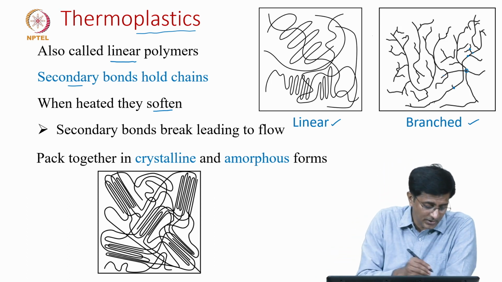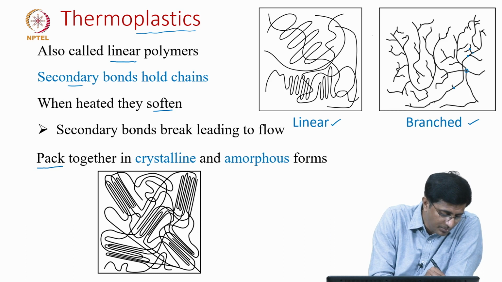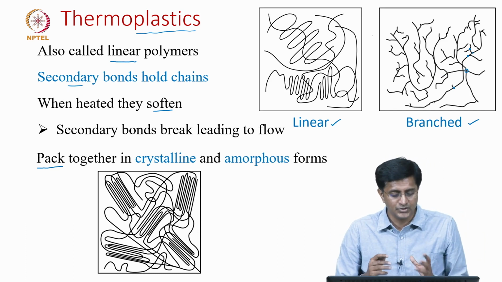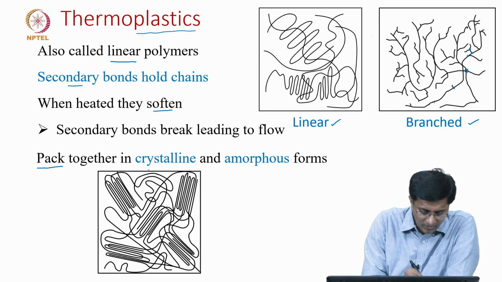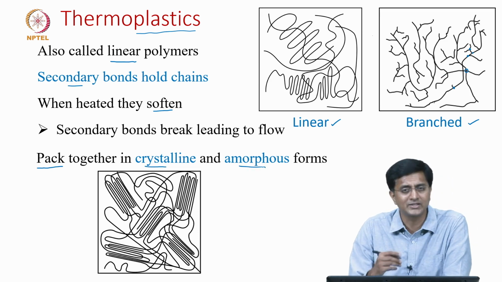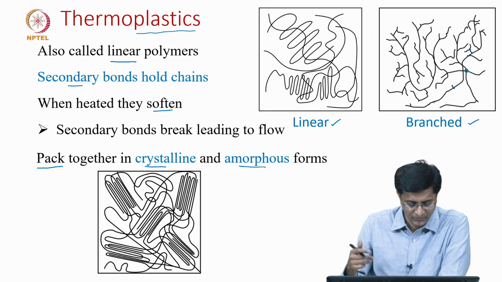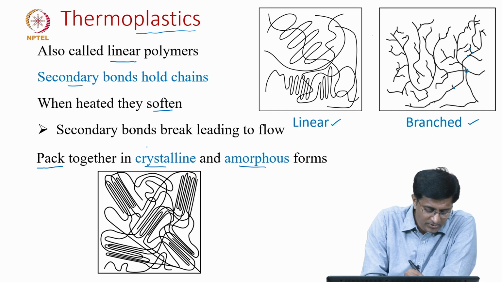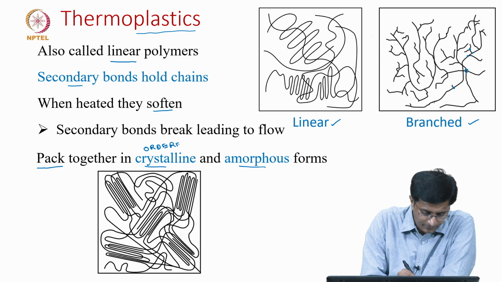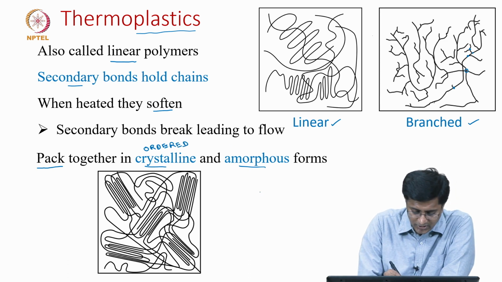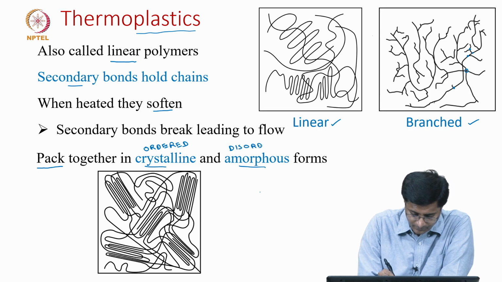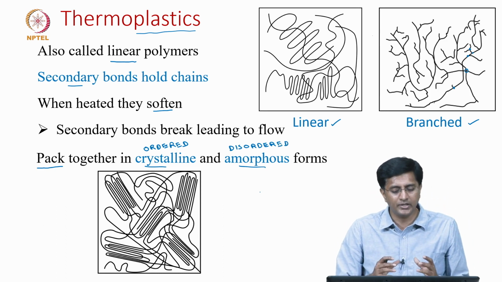Now let us also see how these polymer chains pack together. There are two ways they can pack: crystalline and amorphous. Actually these are terms borrowed from metals terminology. When we say crystalline, what we mean is it is ordered, and amorphous is disordered. So, what do we mean by ordered and disordered?